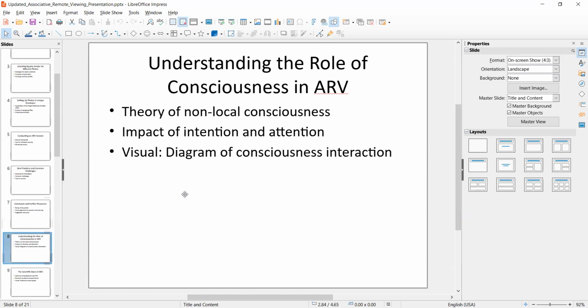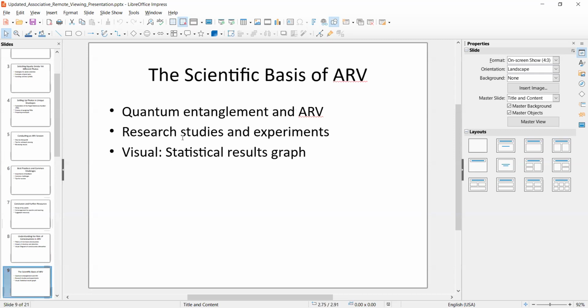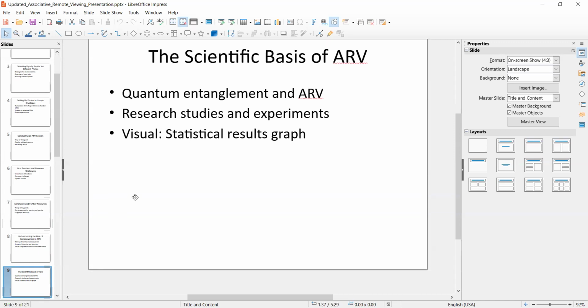We're looking at non-local consciousness. So you're projecting your consciousness to that photo picture that has the right answer, and you're getting your intention and attention about that target site. I made a diagram, it didn't work out, so we'll look at that later. And sometimes you get both photos, sometimes you get both sketches, and that's all right. Sometimes it happens.